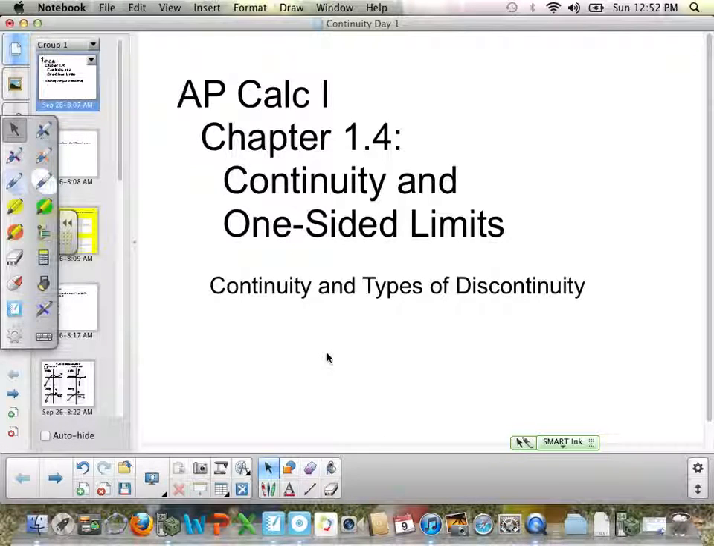Chapter 1.4, Continuity and One-Sided Limits, Day 1. Continuity and types of discontinuity.